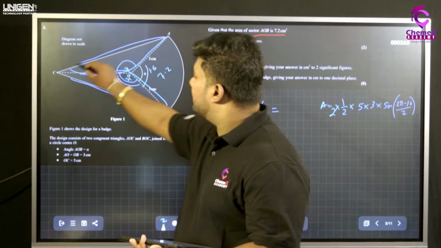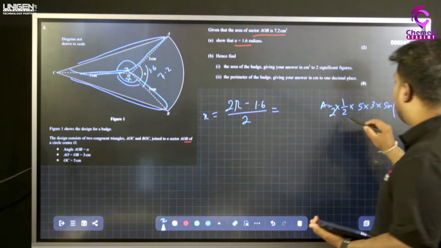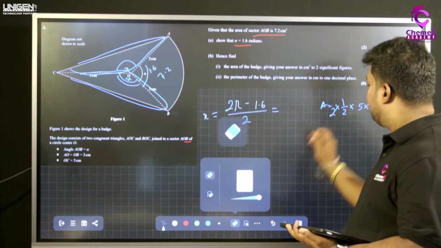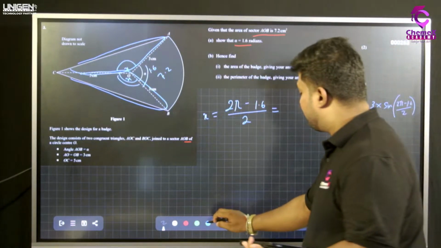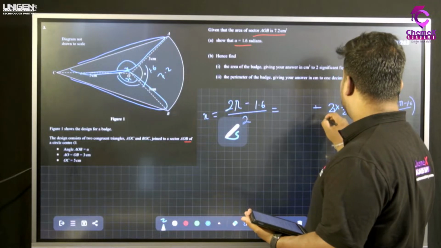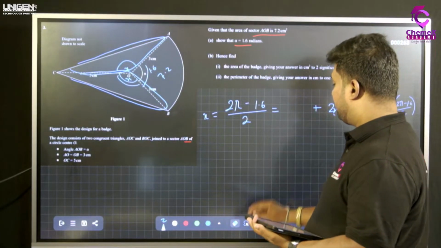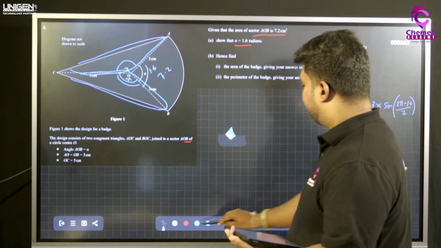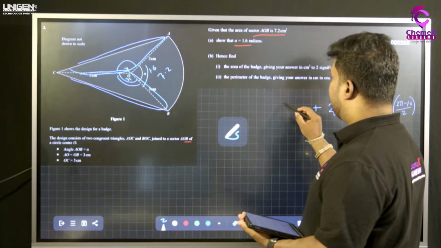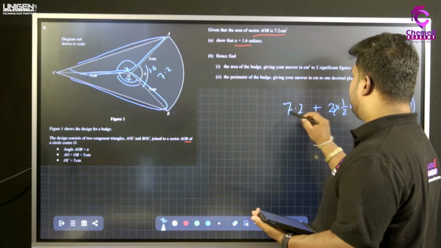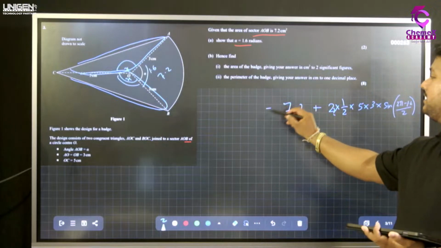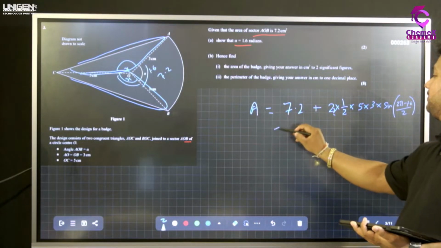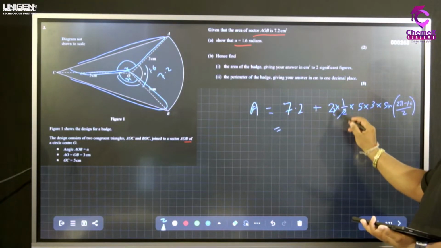Do you understand? Then multiply by 2 and add what? To get the whole area, you need to multiply by 2 and add what? What do you need to add? The area of the sector, because they're asking for the whole area. So that's the whole area.